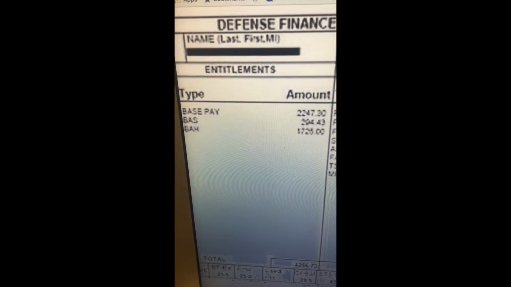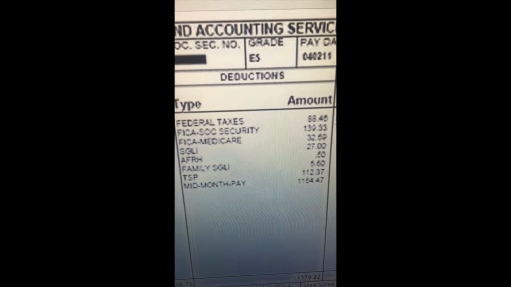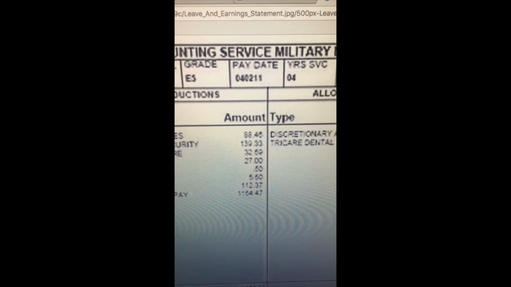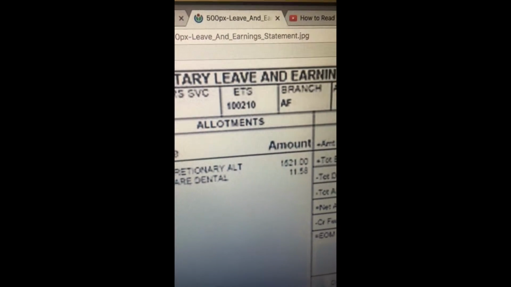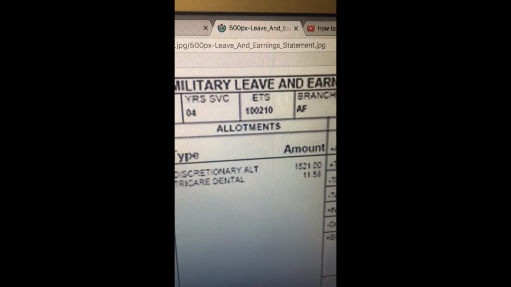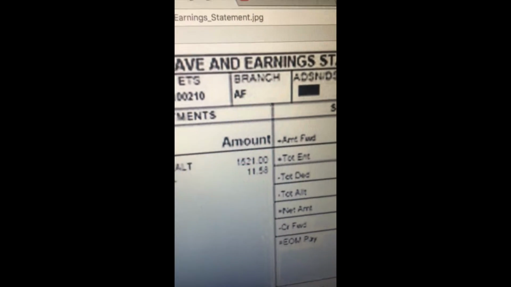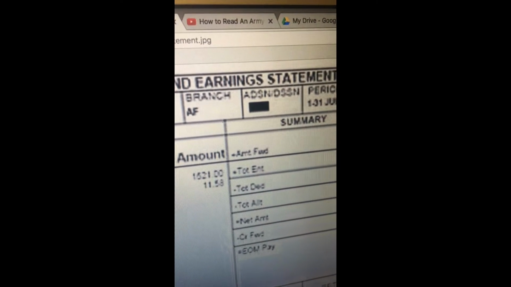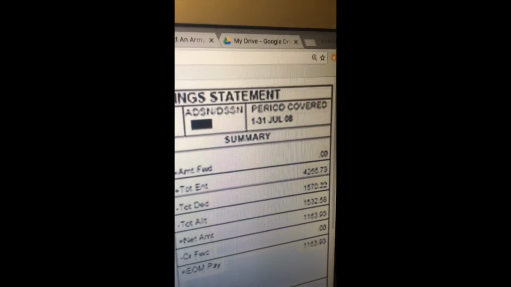First up on the LES document is your name, and then you have your social security number, your pay grade, your pay date, which is the most recent entry on duty without break-in service, so your enlistment date, your years in service, your ETS, which is the expiration of service, so once your contract is up, and that is read year, month, date, your branch of service, your ADSN, which is the number code that's used to identify the finance office taking care of you, and then your period covered, which is the pay period that this LES is for.